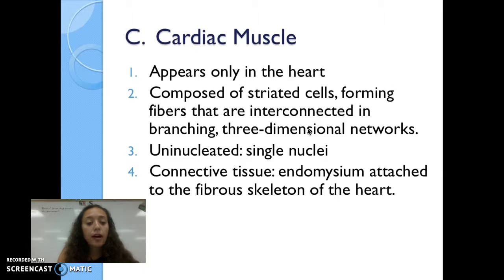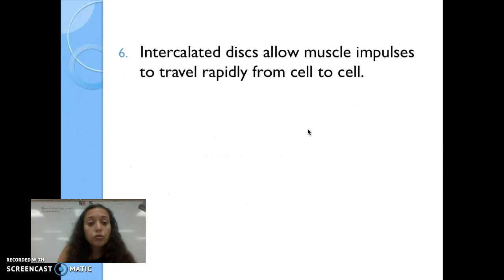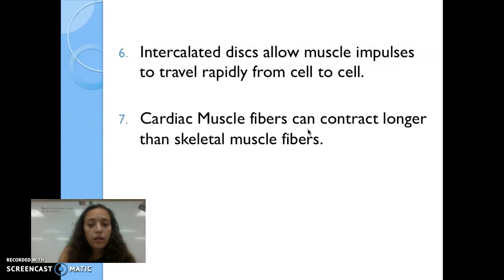The connective tissue is endomysium, and I'll talk more about what that is. Basically it covers every single cell. It contains intercalated discs. And what those do is they allow the muscle impulses to travel very fast from cell to cell. Cardiac muscle fibers, the way they contract, it's longer than skeletal muscle fibers. So once the contraction occurs, it can contract for a longer period of time without tiring. It's slow and has a rhythmic contraction.